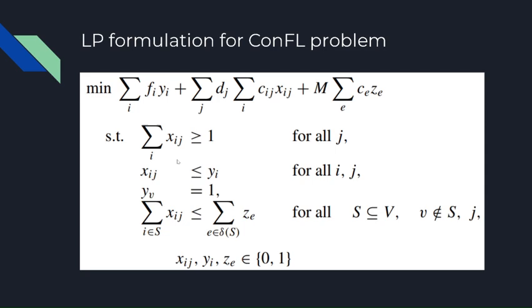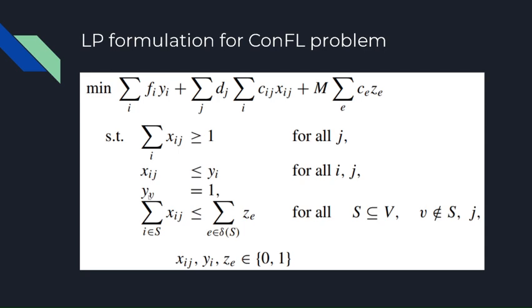The second constraint is that if we are assigning a particular client to a facility, then we have to open up the facility there, so xij is at most yi. This must hold for all i and j. So if yi is 1, that is, we are opening a facility at I, then xij can be 1. If we are not opening a facility at I, then xij will be 0. That is, we cannot assign a client to that facility because we have not opened it.